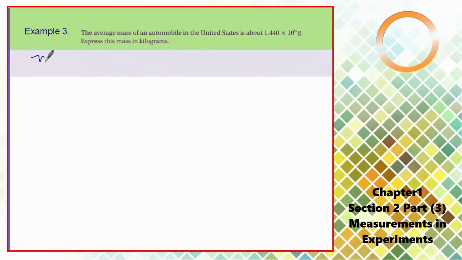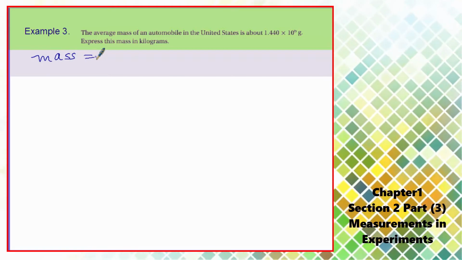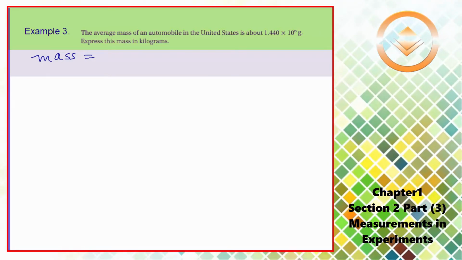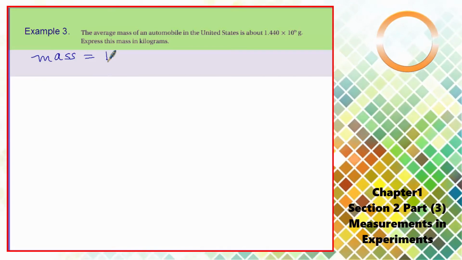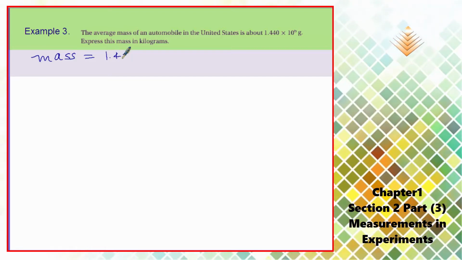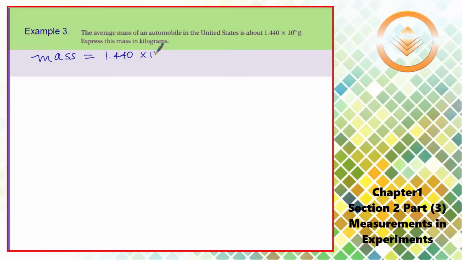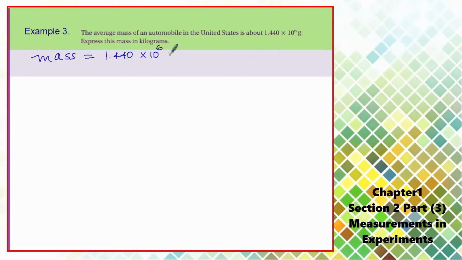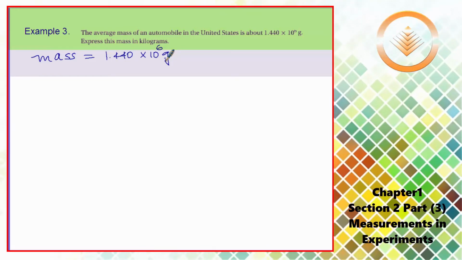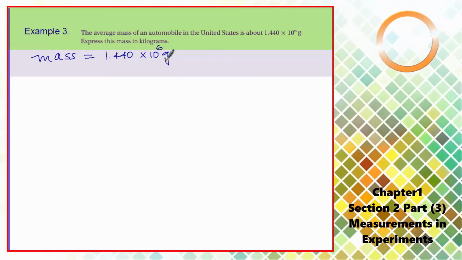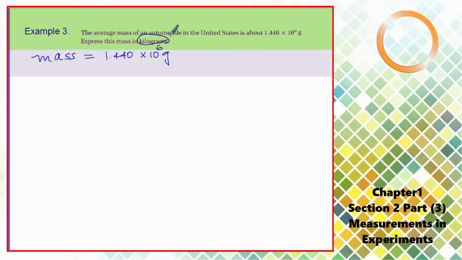We want to express this in terms of kilogram. So what's the mass of the object? The mass of the object is given by 1.440 multiplied by 10 to the power of positive 6 gram. So we want to express this mass in terms of kilogram.